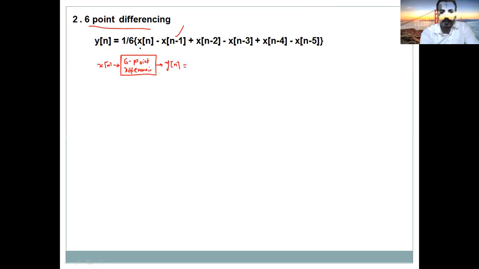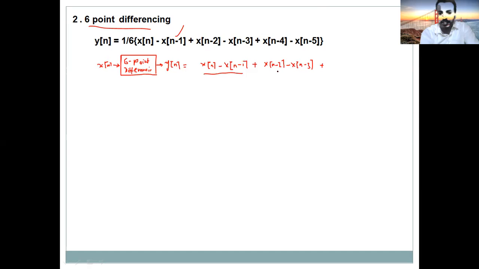It is what? x of n, the present input, minus x of n minus 1, the input one time unit before. First, we take this difference. Then plus x of n minus 2 minus x of n minus 3. These two samples subtract each other. Okay. Then plus, look here, these two subtracted.